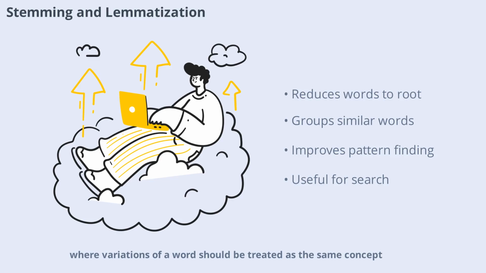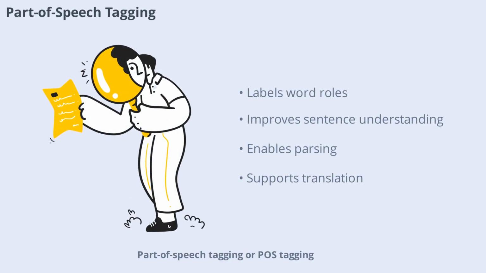Part-of-speech tagging, or POS tagging, is the process of labeling each word in a sentence with its grammatical role, such as noun, verb, or adjective. This technique helps computers understand the structure and meaning of sentences, which is vital for tasks like parsing, translation, and question answering. By identifying the role of each word, NLP systems can better interpret context and relationships within the text, leading to more accurate analysis and results.